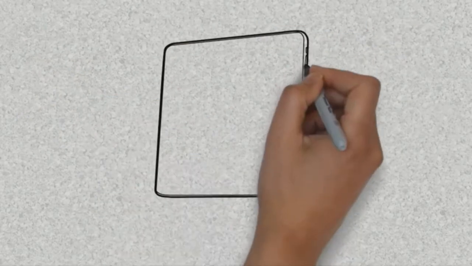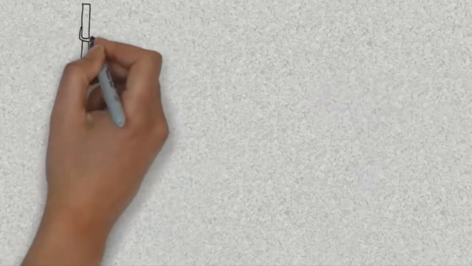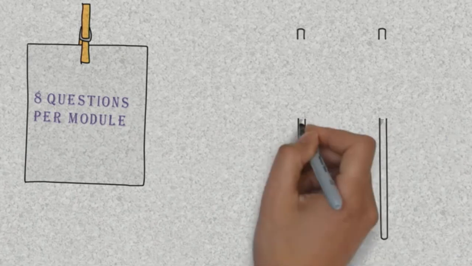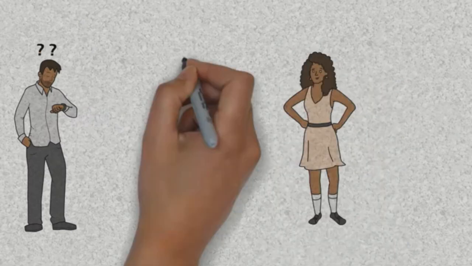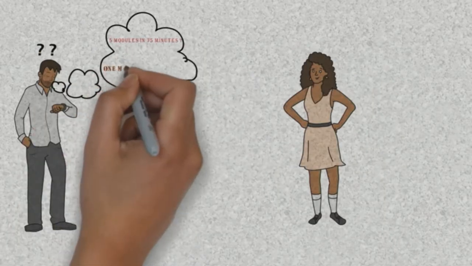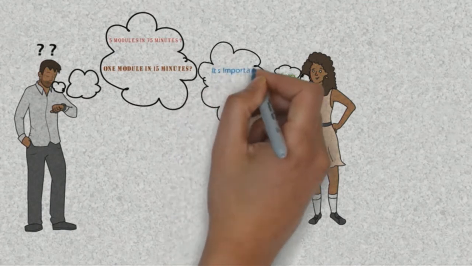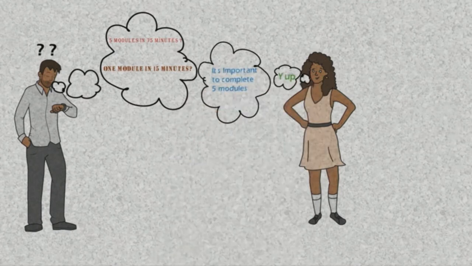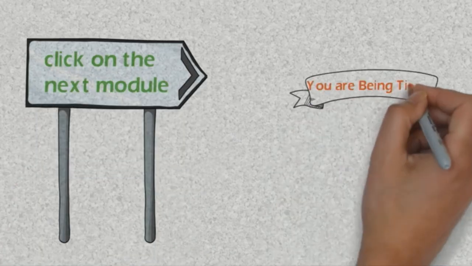The duration of the test is 1 hour, 15 minutes, and it consists of 5 modules: algebra, functions, differentiation, integration, and probability and statistics. There are 8 questions per module. 4 questions are from the easy category, 2 questions are from the intermediate category, and 2 questions from the advanced category. Okay, 5 modules in 1 hour, 15 minutes. Does that mean I have to complete one module in 15 minutes? Yes, that's right. It's important that you complete the 5 modules. So once you have completed the 8 questions for one module, do not waste time but click on the button which will take you straight to the next module.